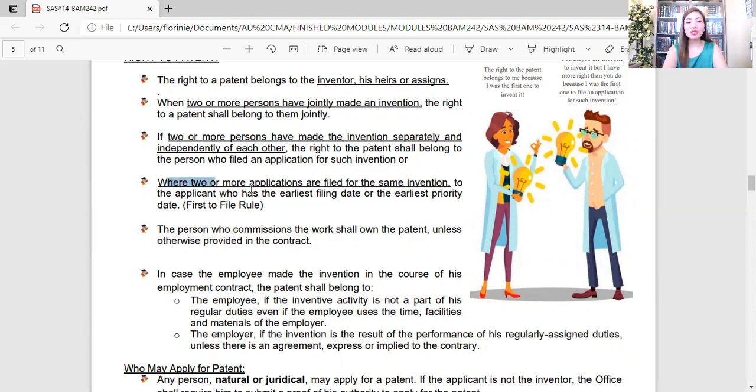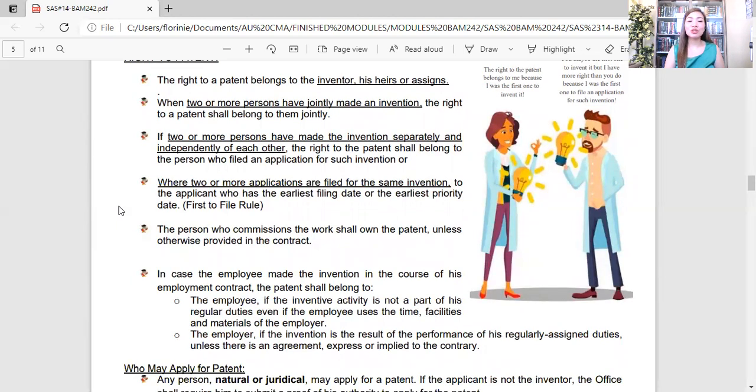Okay. So moving on, dito tayo. Where two or more applications are filed for the same invention, the right belongs to the applicant who has the earliest filing date or the earliest priority date. First to file rule. Halimbawa, pareho naman sila nag-file. Sino yung unang nag-file? Okay.